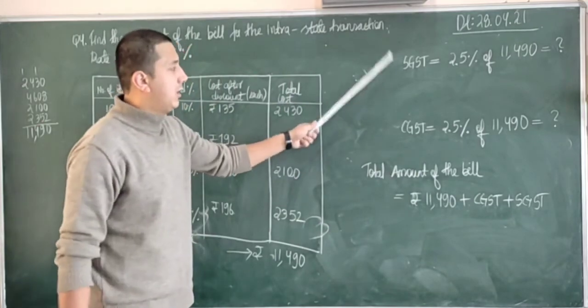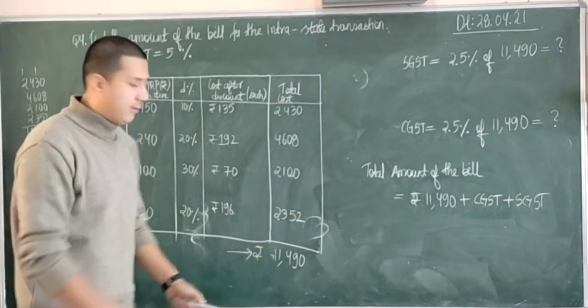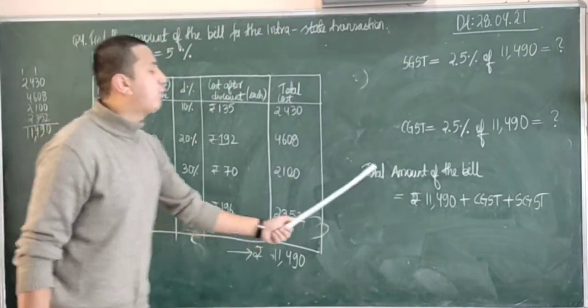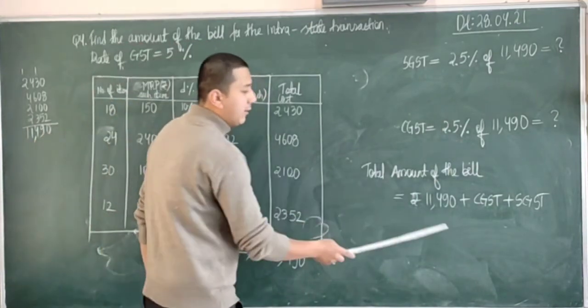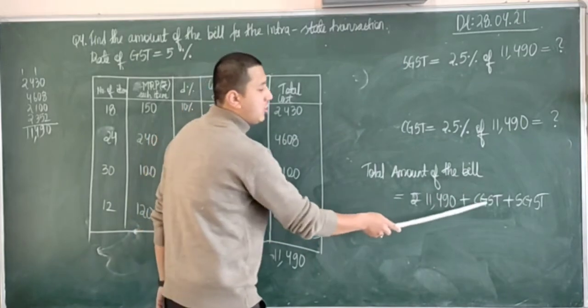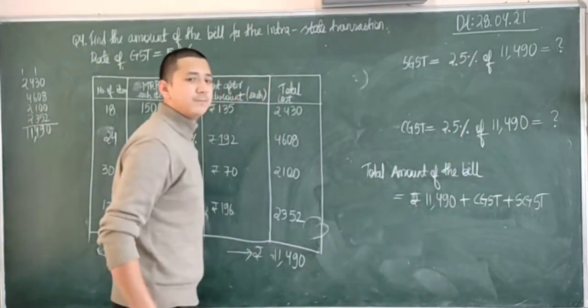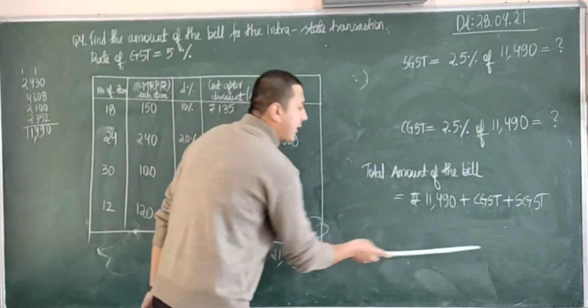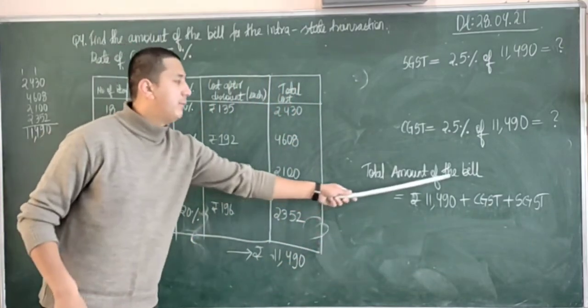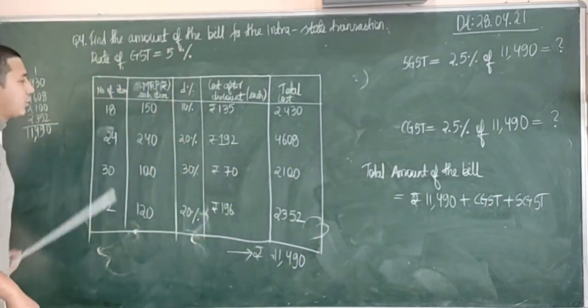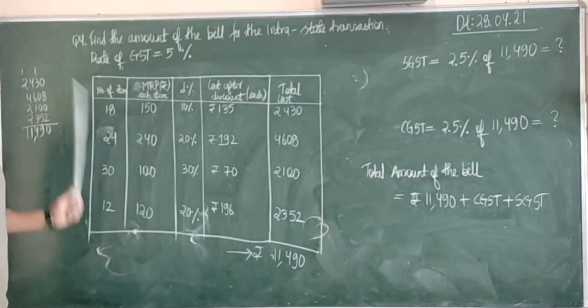So when you add SGST and CGST to this value, you will get the total amount of the bill. Hence the total amount of the bill will be 11,490 plus CGST plus SGST. You calculate, and the final answer you get will be the total amount of the bill. So I hope you are clear with this question as well. Please pause the video.